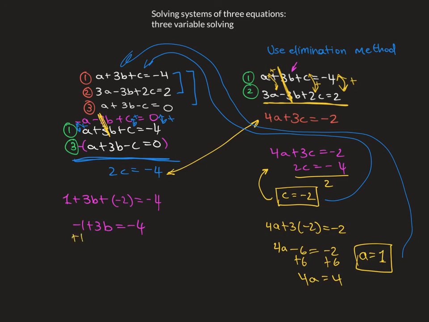That means we can add 1, and then we have 3b is equal to minus 3. Divide by positive 3 to isolate the variable. b is equal to minus 3 divided by 3. b is equal to minus 1. So now you have all three variables, and we can write it as a whole. So a is equal to positive 1, b is equal to minus 1, c is equal to minus 2.